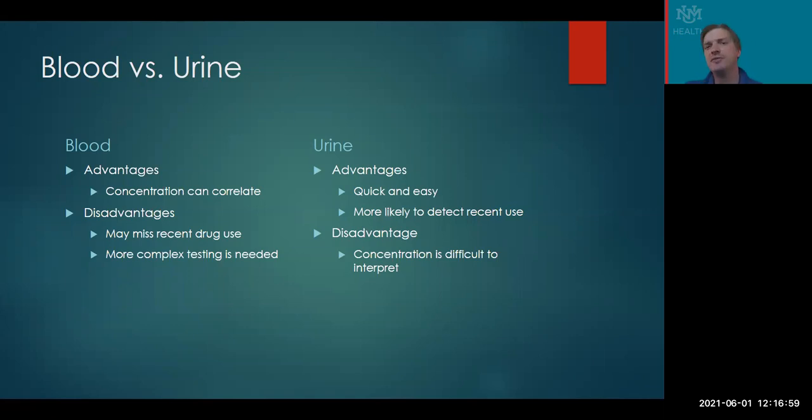Urine has the advantage of being really quick and easy. I mean, you just come in and you drop the urine sample. We're also more likely to detect recent use. So again, we talk about the person who drank some alcohol last night, and our ability to detect one of the metabolites of alcohol in the urine will allow us to turn the clock back a little bit further. In the addiction clinic, I think this is a real value as we're trying to monitor for compliance.